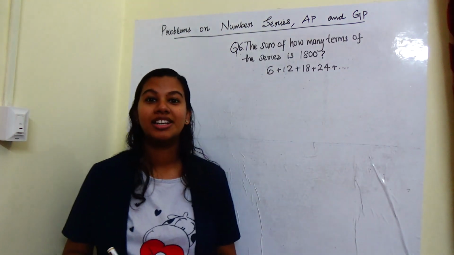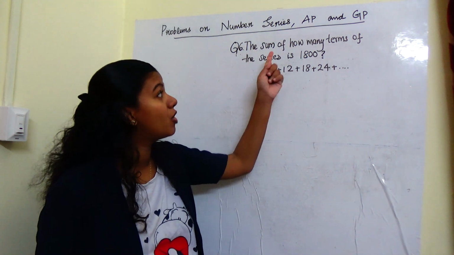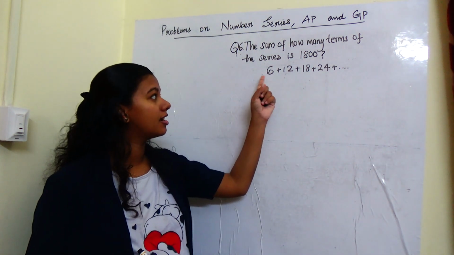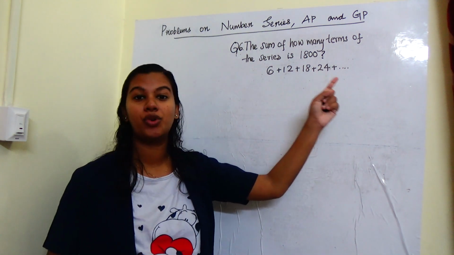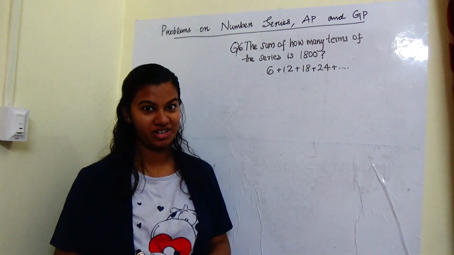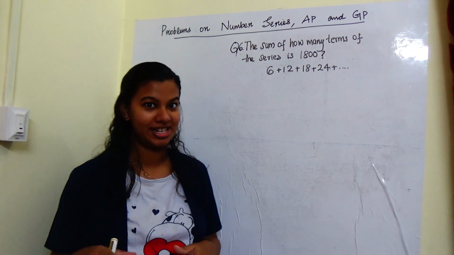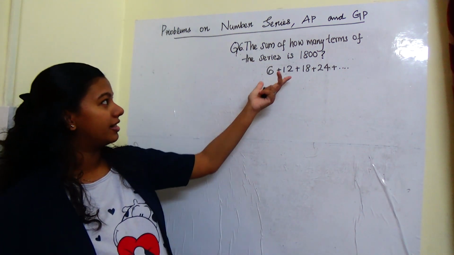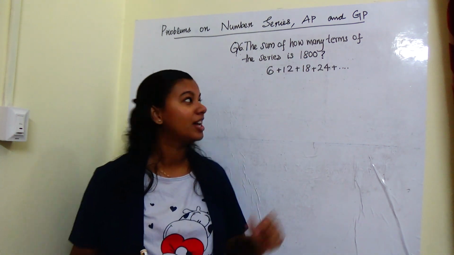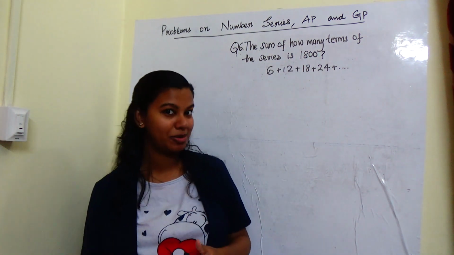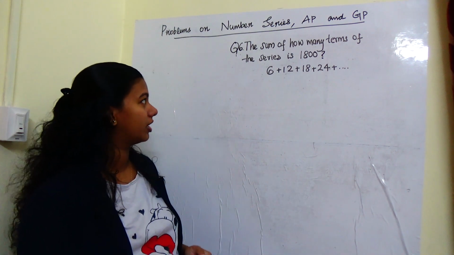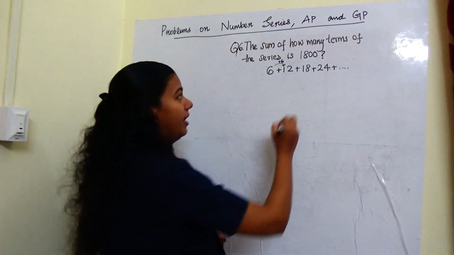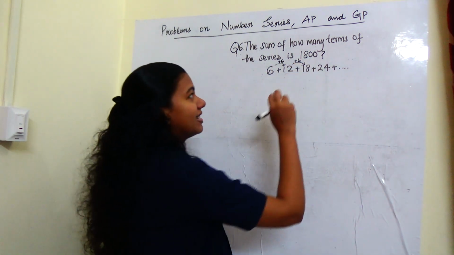Okay. Now the next question is, the sum of how many terms of the series is 1800, and we have the series 6 plus 12 plus 18 plus 24 plus etc. and the last term is not given. So this is somewhat like an indirect question. So anyway, we have to find the number of terms, that is n. And we have the sum, that is Sn. Now we have to find out whether this is an arithmetic progression or a geometric progression. Now 6, if I add 6, I will get 12. Again if I add 6, I will get 18.